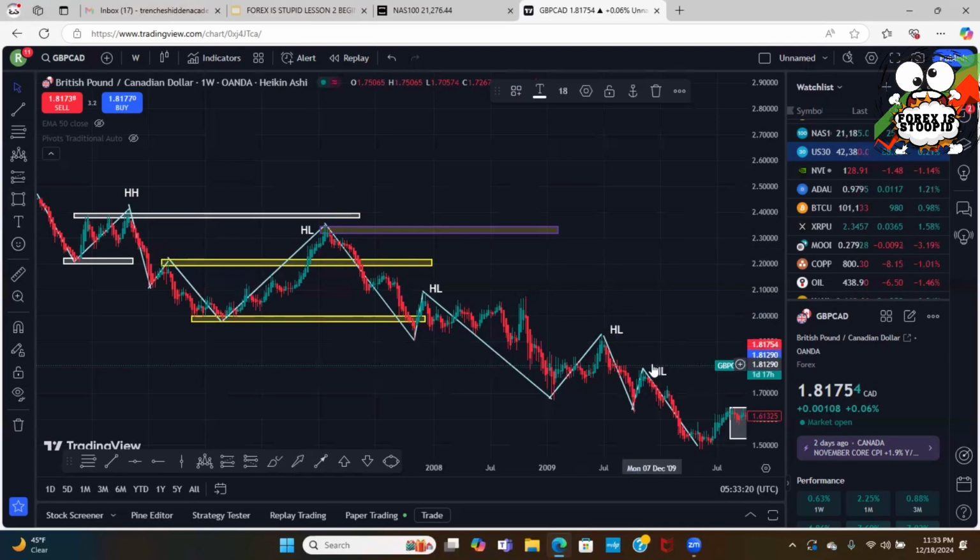All right. And then price is connected from a lower high here followed by a lower low, another lower low, followed by a lower low. See how all this started to come together? Followed by a lower low, yeah, lower low.